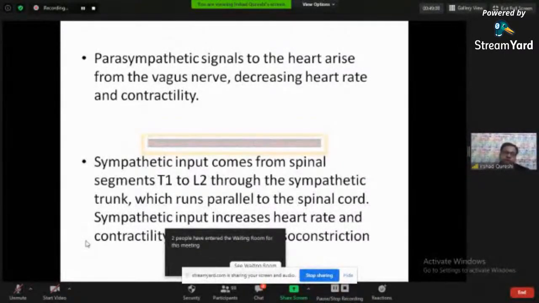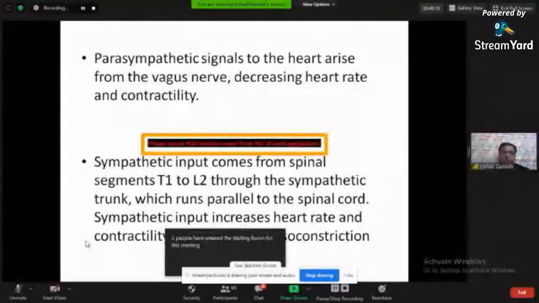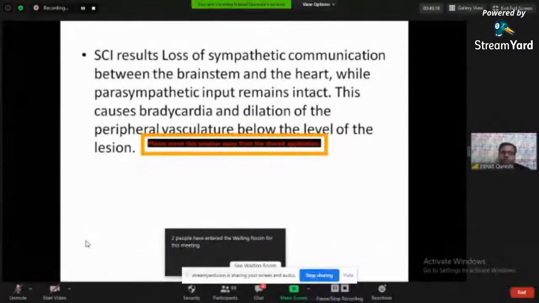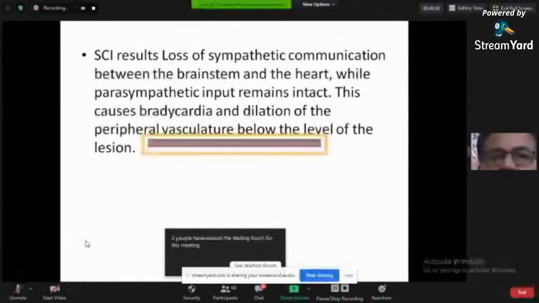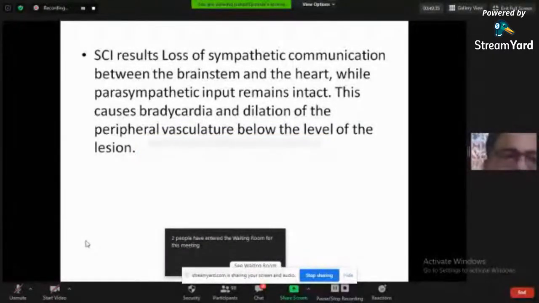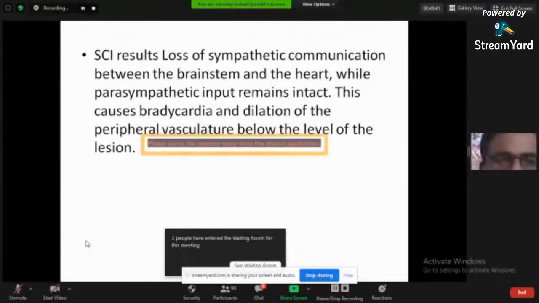So if there is any injury to the spinal cord and one input is not going over to the heart, then there is going to be some kind of imbalance as the resultant. So spinal cord injury results in loss of sympathetic communication, because the injury at the level of the thoracic and lumbar region may result in loss of sympathetic communication between the brainstem and heart. While parasympathetic input remains intact because it is coming from the higher center, this causes bradycardia and dilatation of the peripheral vasculature below the level of injury. So if there is bradycardia and dilatation of the peripheral vasculature, the resultant is going to be a little bothersome.